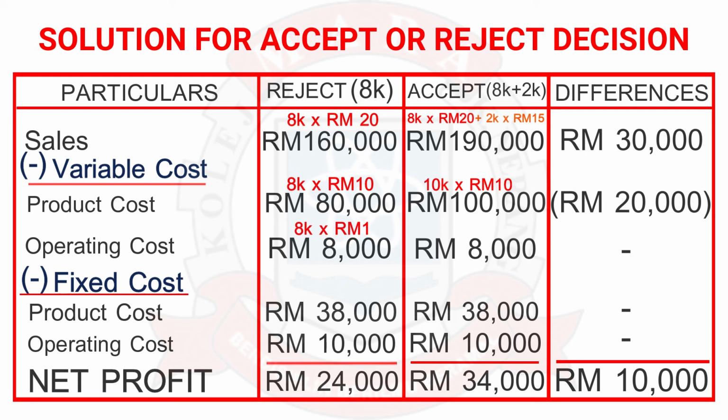Now, we can suggest to the company that it should accept the special order because it gives a higher profit. By accepting the special order, the company will gain 10,000 ringgit increment in profit.